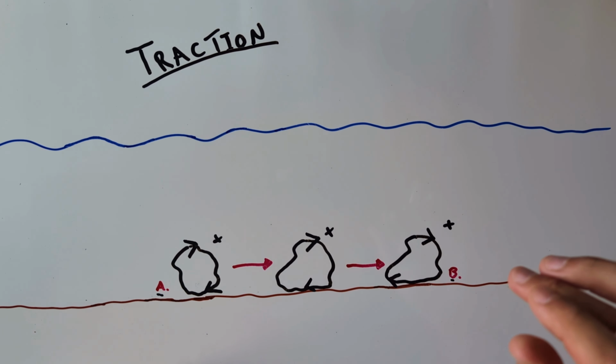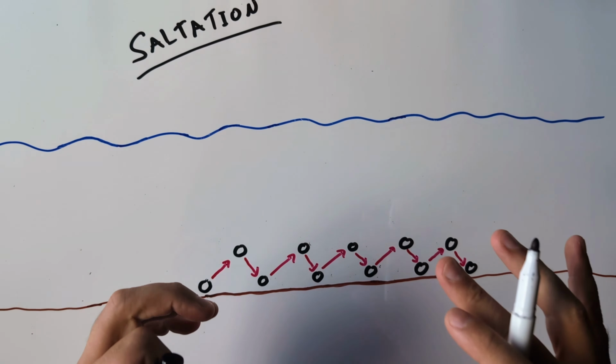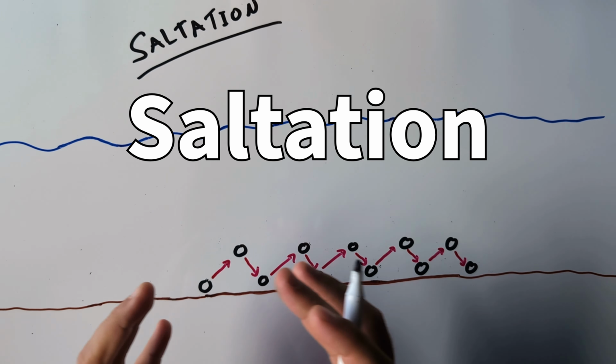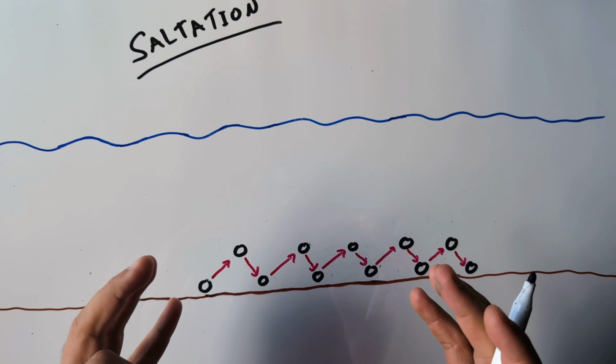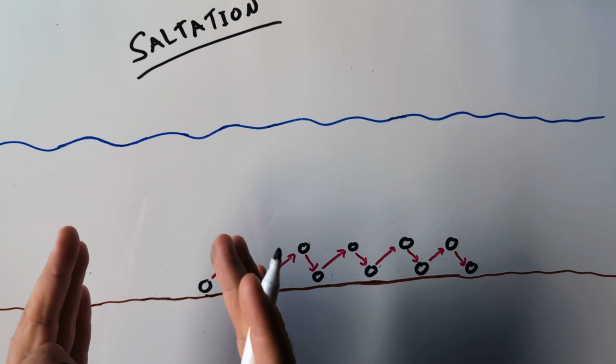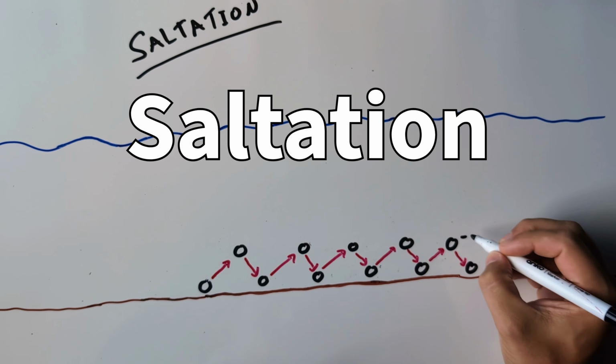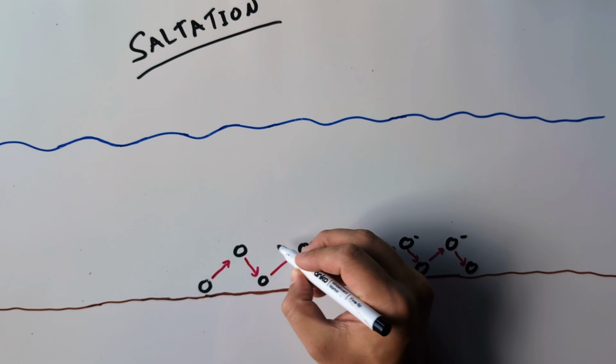Okay, so next we're going to jump into saltation. The second type of transportation is saltation. Now these relate to smaller pieces of sediment, not small but smaller. So before with traction we had boulders, now we have pebbles. Pebbles, as I hope you know, are a little bit smaller than boulders.